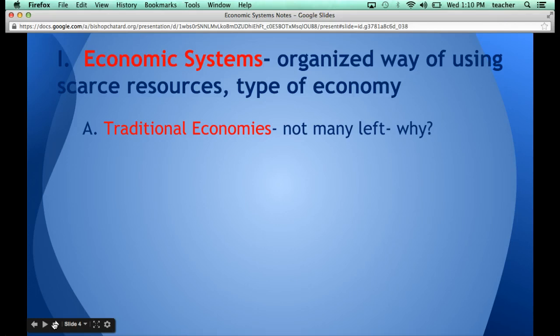They decide based off traditions, customs, habits, what they've always done. An example of a traditional economy, and I don't know why they don't put it in your book, is the Amish. The Amish do things the same way over and over again, right? They make their furniture the same way as their ancestors did. Now, why is it that there are not a whole lot of economies like that in the world? Well, simply because they adapt, they change. In order to roll with the times, they've got to change.